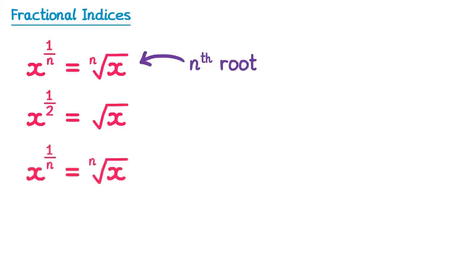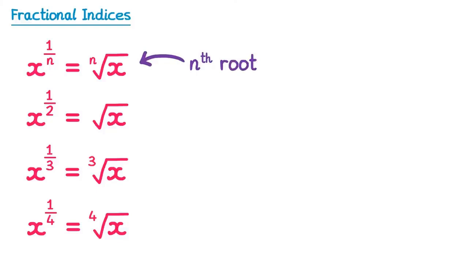If n is 3, so it's the power 1/3, then we're looking for the third root of x. And again, we don't call this the third root, but we do write the 3, we call it the cube root. So we're looking for the number you multiply by itself 3 times to get to x. And this keeps going. So if you have x to the power 1 over 4, you're looking for the fourth root of x. X to the 1 over 5, the fifth root of x, and so on.